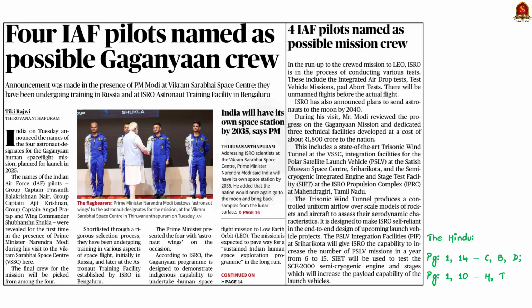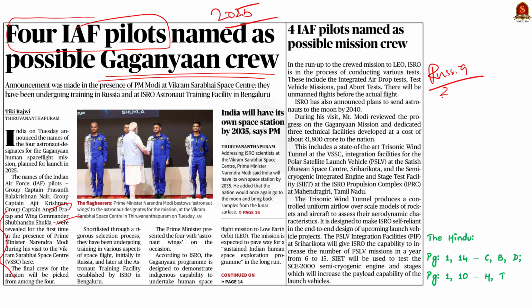With this, let us move on to the next news article. India has announced the names of 4 astronauts for the Gaganyaan human spaceflight mission, which is set for launch in 2025. The chosen astronauts are Group Captain Prashanth Balakrishnan Nair, Group Captain Ajit Krishnan, Group Captain Angad Pratap, and Wing Commander Shubhanshu Shukla. The astronauts have undergone rigorous training in Russia and at the ISRO astronaut training facility in Bangalore. This is about the news article.